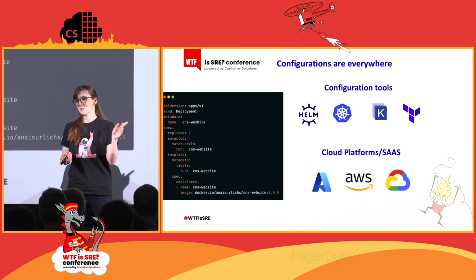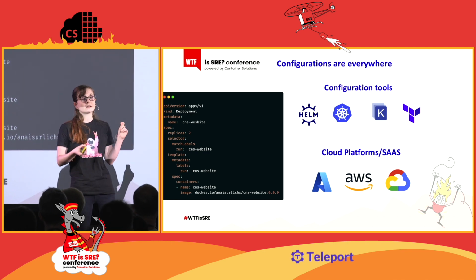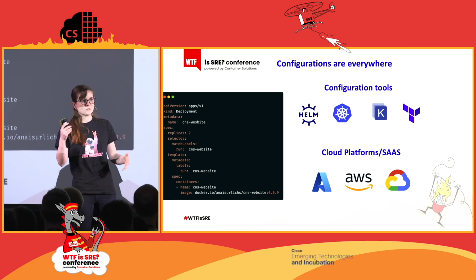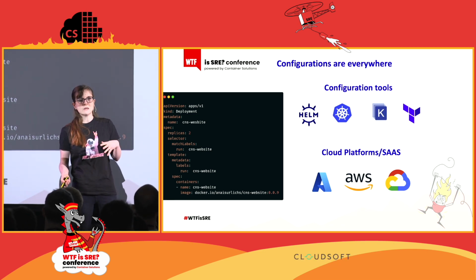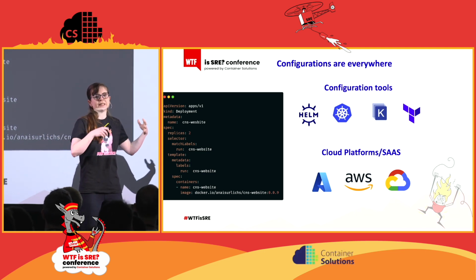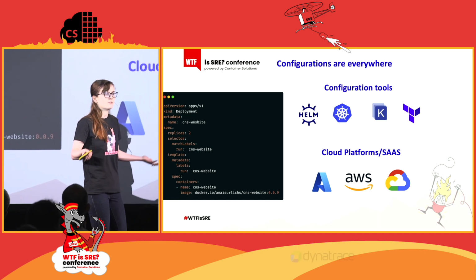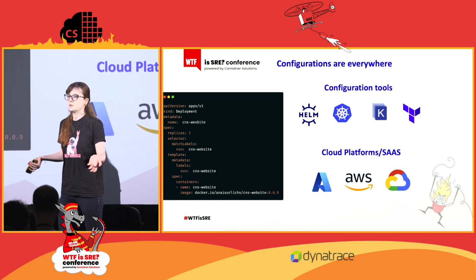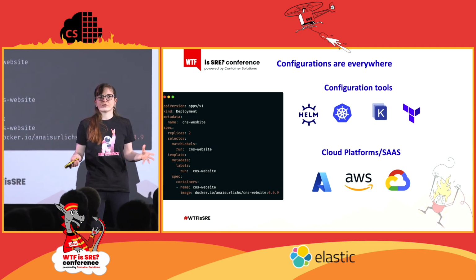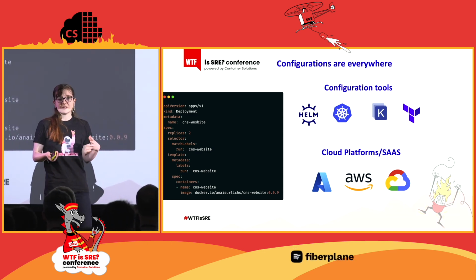Now, I'm talking here specifically about cloud configurations. And cloud configurations is anything that you set up of how it's supposed to run, what it's supposed to run, where it's supposed to run, and so on. So in the case of cloud native tools, this could be your Helm charts, your Kubernetes YAML manifests, Kustomize, Terraform, any other infrastructure as code tool that you're using. But it could also be the different cloud platforms, SaaS platforms that you're using to set up your different tooling.